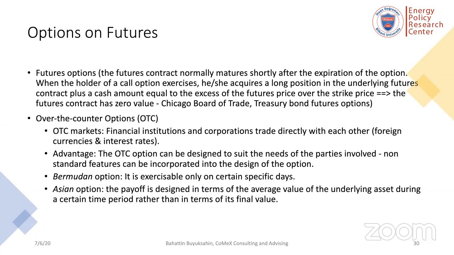When a call futures option is exercised, the holder, or the option buyer, acquires a long position in the underlying futures contract plus a cash amount equal to the most recent settlement price minus the strike price. When a put option is exercised, on the other hand, the holder acquires a short position in the underlying futures contract plus a cash amount equal to the strike price minus the most recent settlement price.